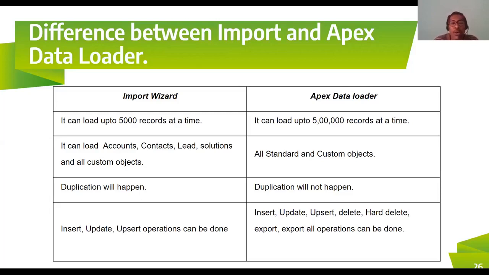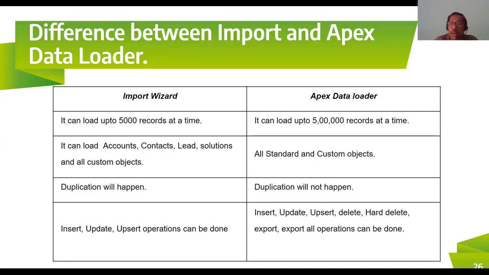At a time, it can load account, contact, lead, solution, and all custom objects. Here, it can go with all standard objects and custom objects together. So duplication will happen here, but duplication will not happen here also. In the import wizard, duplication is also not allowed, right? Whereas what is the operation that we can do with the import wizard? We can do insert, update, upsert, only these operations.